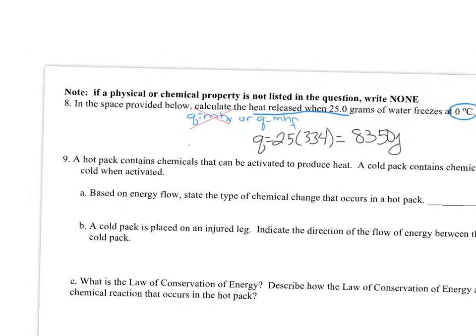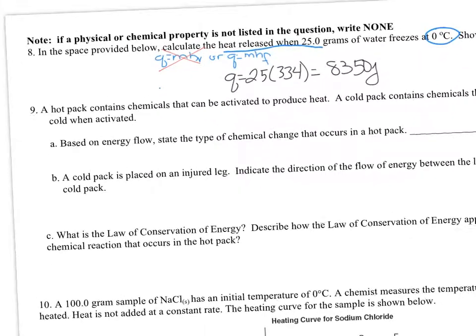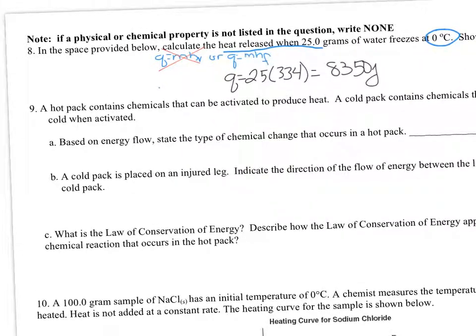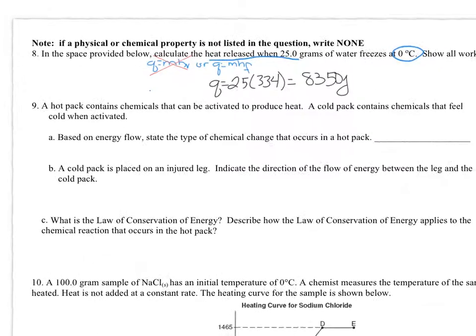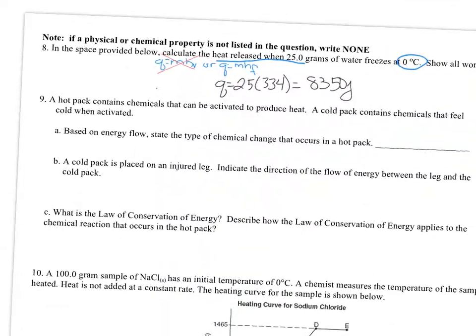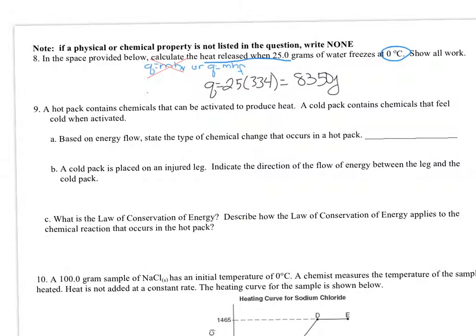All right, so let's read this next guy. A hot pack contains chemicals that can be activated to produce heat. A cold pack contains chemicals that feel cold. Based on heat flow, state the type of change that occurs in a hot pack. Okay, so the type of chemical change. All right, so if you feel it being hot, that means heat is a product. Heat is released, and so that means it's exothermic.